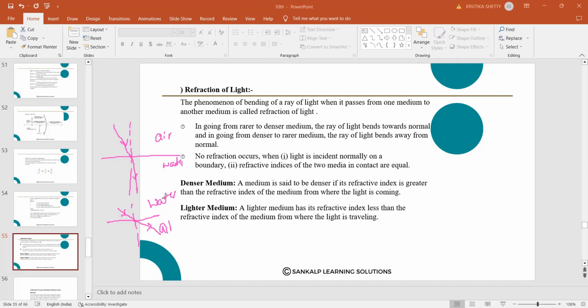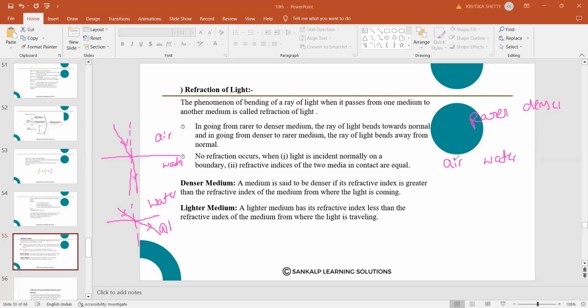So why is this happening? What is the reason for this bending of light? Here we can give 2-3 reasons. First, I'll tell you why it is bending towards the normal and away from the normal. See, compared to air and water, let us see which is the rarer medium and which is the denser medium. For the time being, think that the medium whose density is less is the rarer medium, and the medium whose density is more is the denser medium.